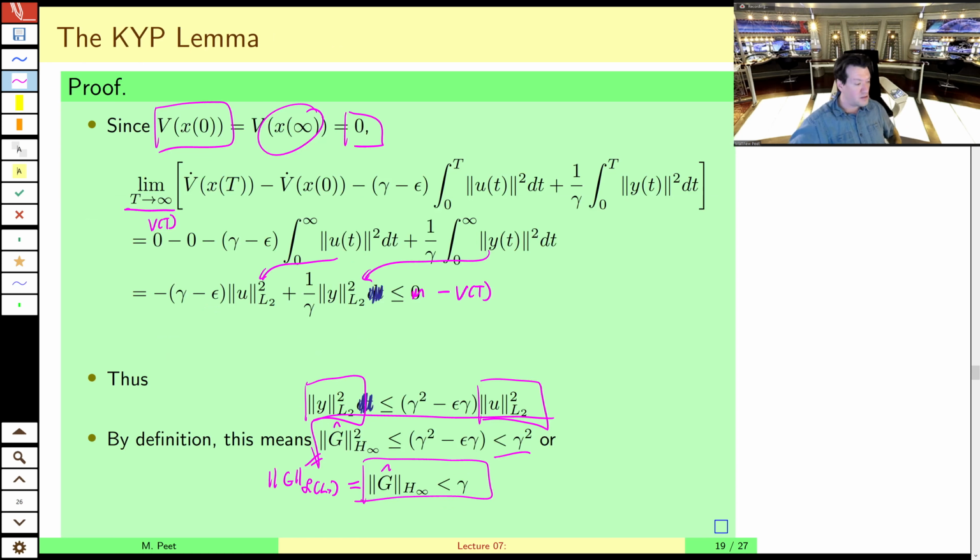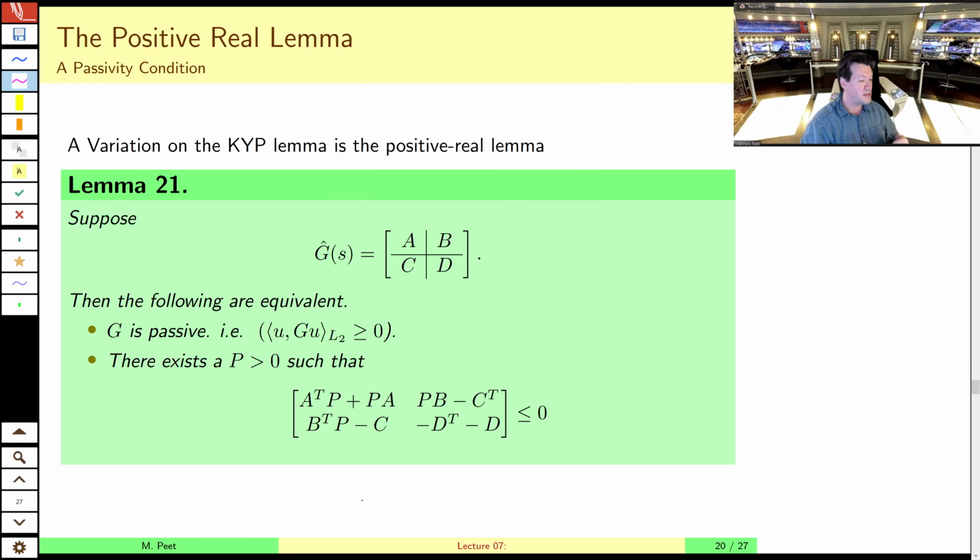So that allows us to relate the properties of the system, through an optimization problem, to the properties of the transfer function, and to an optimization problem defined on these four matrices.